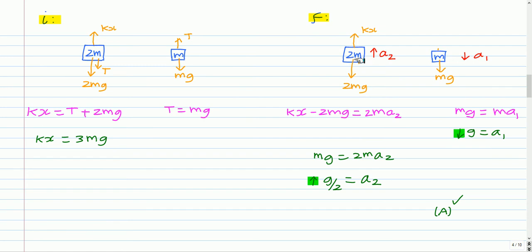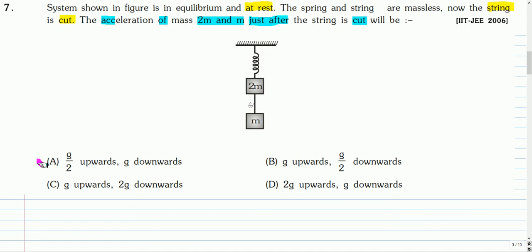For the mass 2m, the net upward force is kx minus 2mg. That will be equal to the mass times the upward acceleration, that is 2m into a2. And kx has been found as 3mg, from the condition before it was cut. So using that value of kx, we get a2 as g by 2 in the upward direction. So the 2m will move upward with an acceleration g by 2, and this mass m will fall downward as if it's falling freely due to gravity with an acceleration of g downwards. So the correct option is option A.